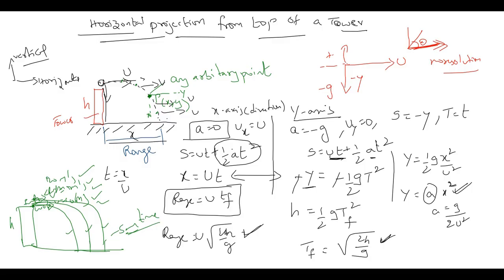Reason? Look here. It depends only on the g value and the h value. Yes or no? How much time it will take to reach the ground depends on height and g. But all three are independent of the velocity you are throwing with, right? Only for range, velocity is a factor. For time of flight, the initial velocity is not a factor. It is independent, which means all three reach the ground at the same time.